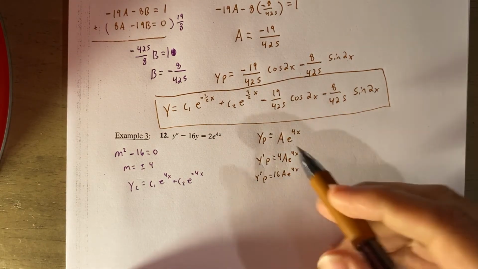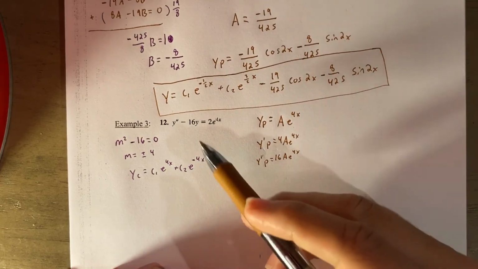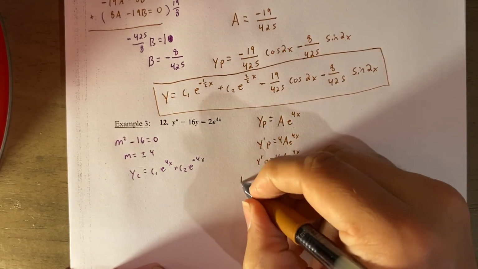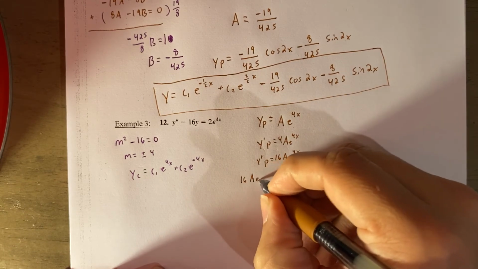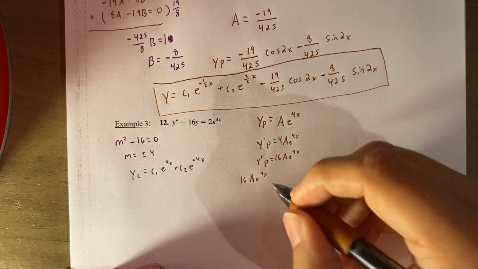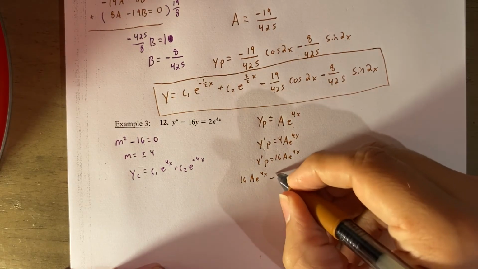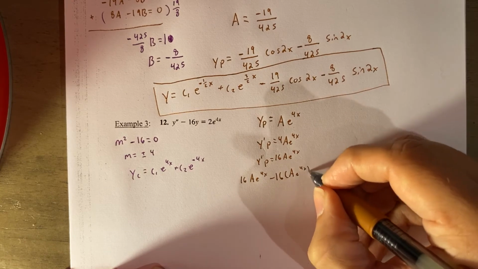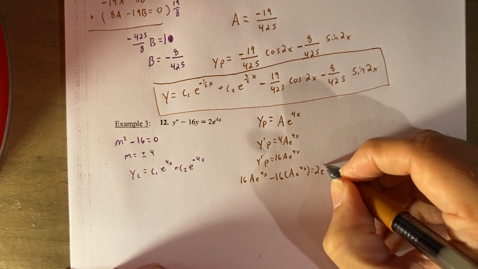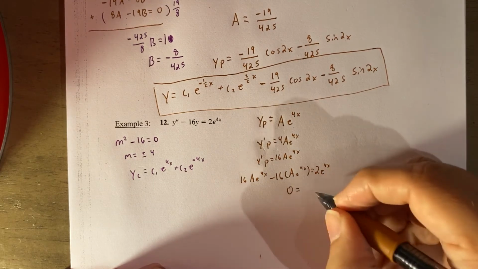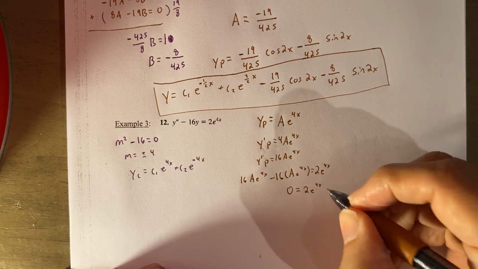And so then I plug this back into the formula, and I'm going to get y double prime, which is 16a e to the 4x, minus 16 times a e to the 4x, and that should equal 2e to the 4x. Well, there's a problem. The left side equals 0, and we get 2e to the 4x.